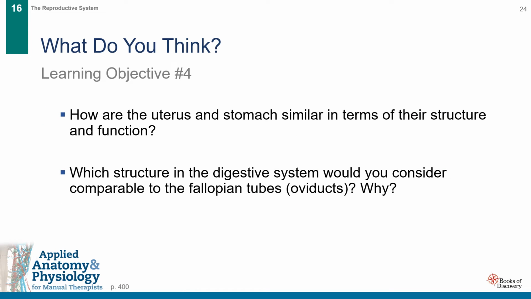Time now for our second What Do You Think segment. How are the uterus and stomach similar in terms of their structure and function? Which structure in the digestive system would you consider comparable to the fallopian tubes or the oviducts, and why?